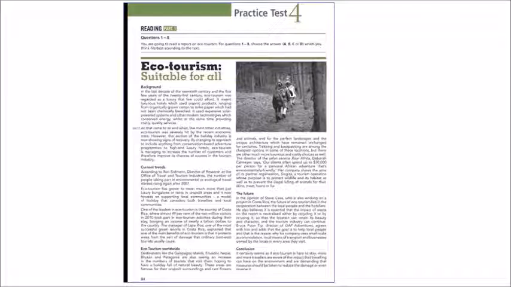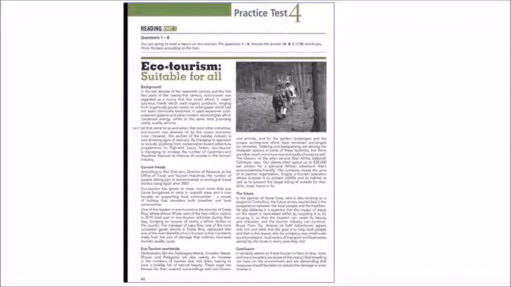The manager of La Barrios, one of the most successful green resorts in Costa Rica, explained that one of the main benefits of ecotourism is that it protects areas from the sort of damage that ordinary non-eco tourists usually cause. Ecotourism worldwide. Destinations like the Galapagos Islands, Ecuador, Nepal, Bhutan, and Patagonia are also seeing an increase in the numbers of tourists that visit them, hoping to have a holiday full of natural beauty. These areas are famous for their unspoiled surroundings and rare flowers and animals, and for the perfect landscapes and the unique architecture which have remained unchanged for centuries.